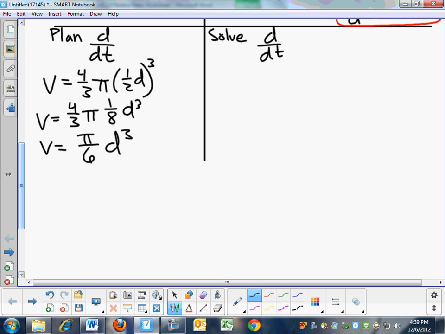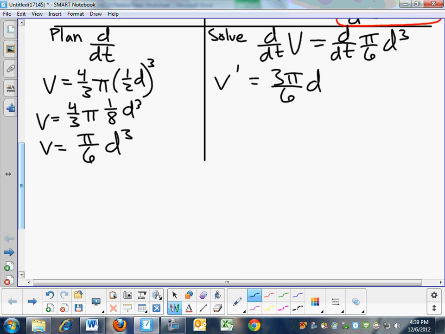So the derivative with respect to time of the volume is equal to the derivative with respect to time of pi over 6 d to the third power. The derivative of the volume with respect to time is V prime equals 3 pi over 6 d squared d prime. It's implicit differentiation because, as you look, our variable t does not match up with V. Our variable t does not match up with d, so we have to use that implicit differentiation piece.